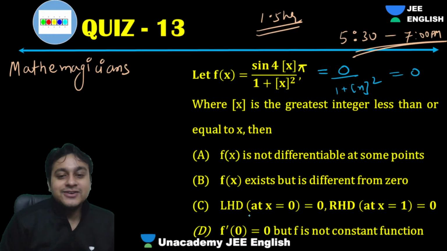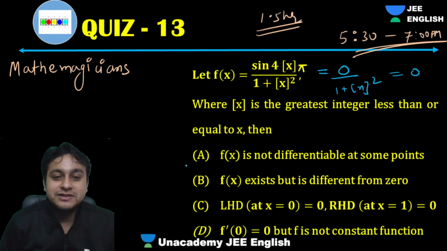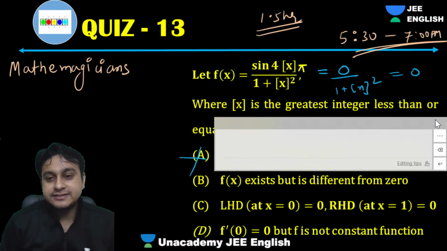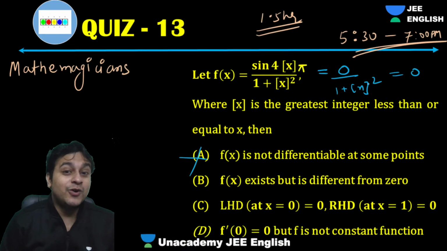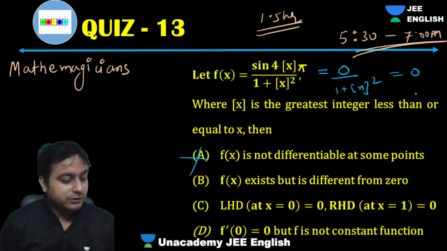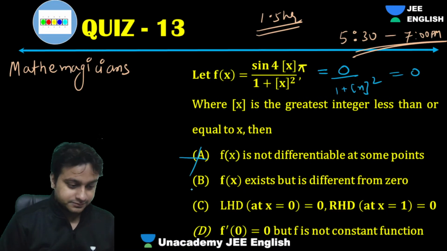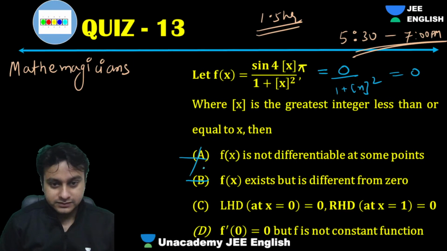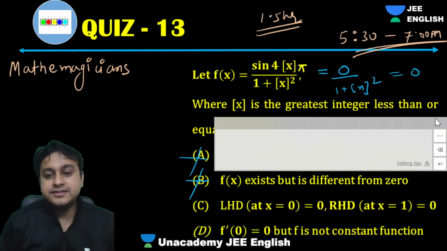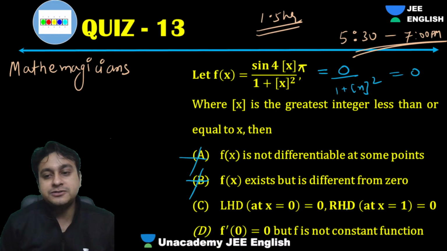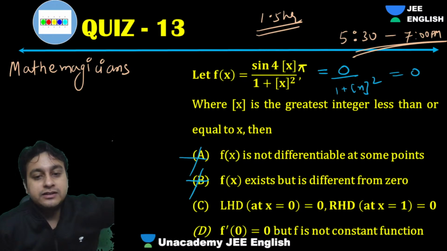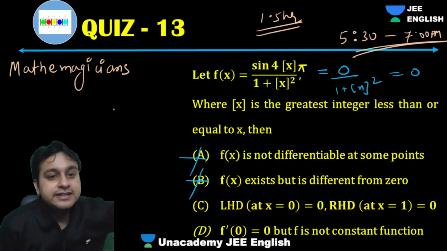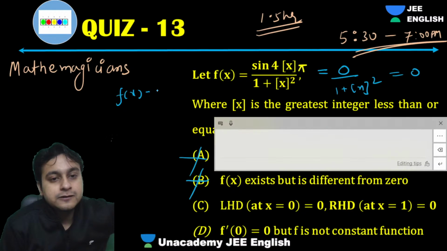Yes. So, guys, actually the function is not differentiable. This is wrong. f of x exists, but different from 0. No, f of x exists, but it is equal to 0. This is also wrong. And LHD is what, guys? LHD is 0 at x equals 0. RHD at x equal to 1. So, let's leave that. f dash of x, see, guys, f of x is 0. Can I say f dash of x will be 0?